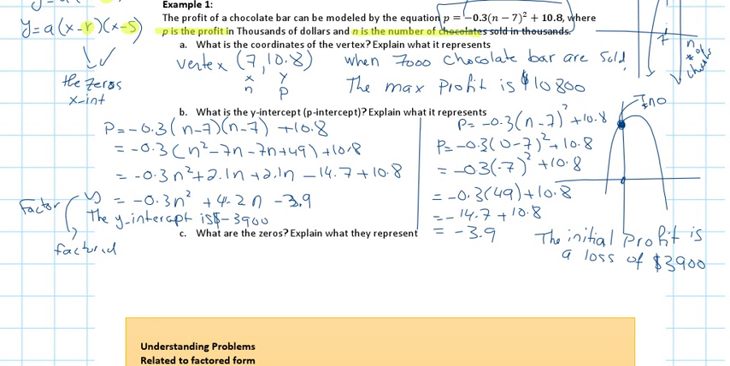In this case, you see that negative 0.3 in front of your x squared or your n squared? You want to factor this out. So that means you're going to have to divide each term by negative 0.3. Okay? So to factor this out, I'm going to have to divide each term by negative 0.3.